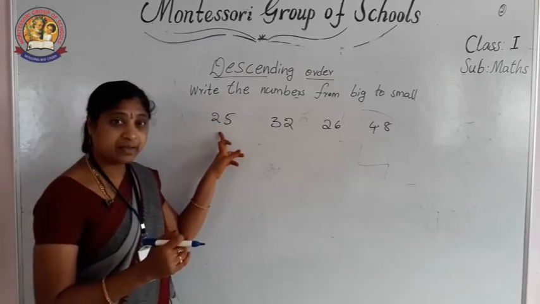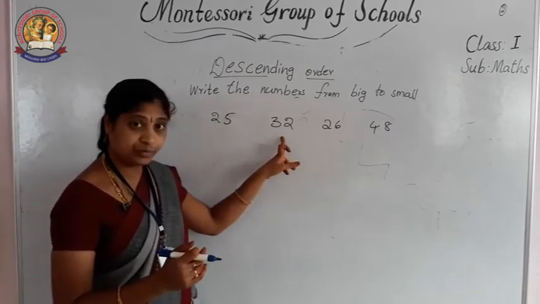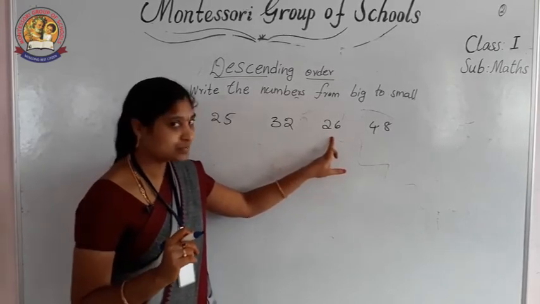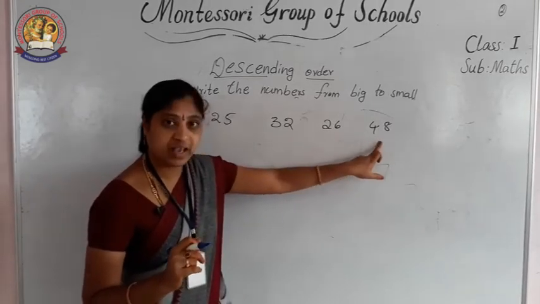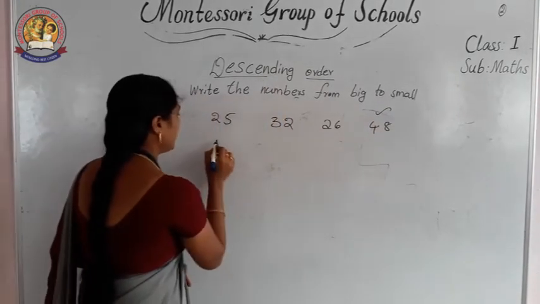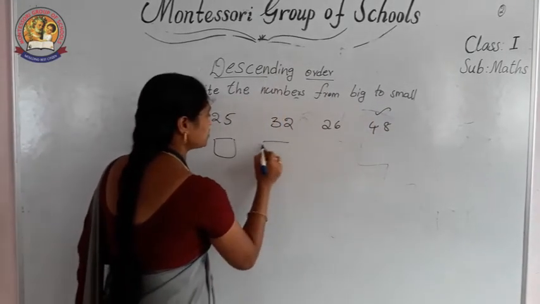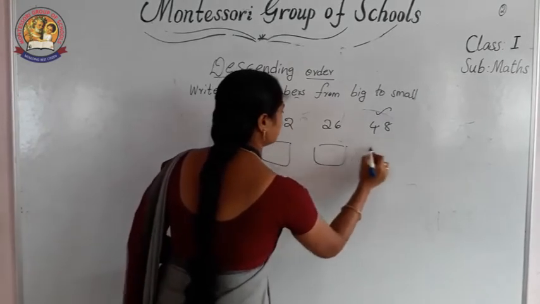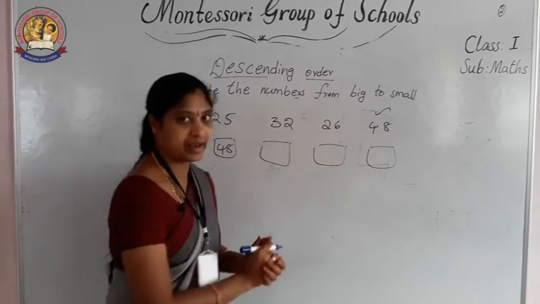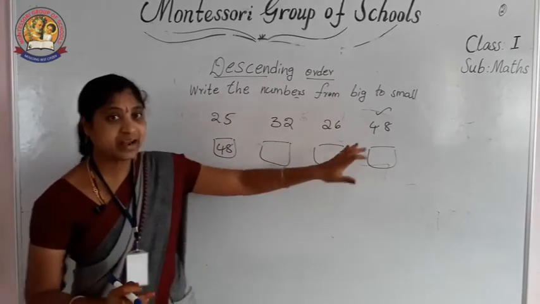25 is the big? No. 32? No. Next, 26? No. Next, 48. Yeah. Select 48. Right here, 48. Next, 48 is over.